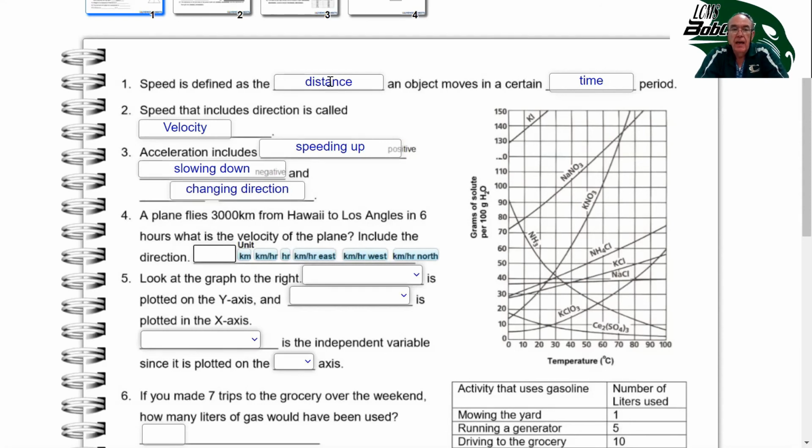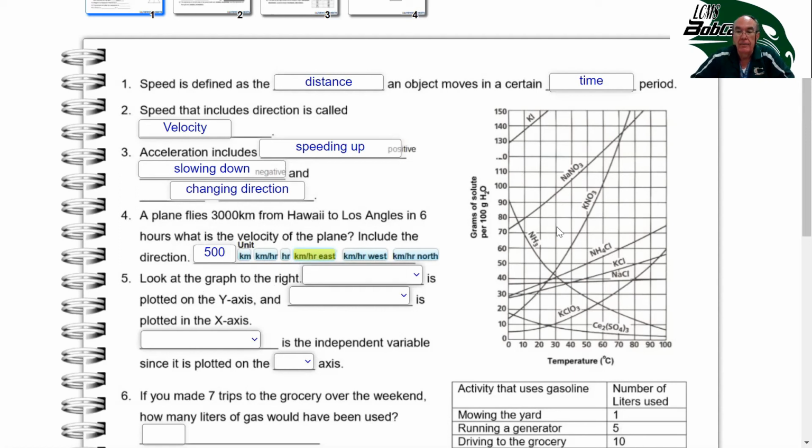Okay, it says a plane flies 3,000 kilometers from Hawaii to Los Angeles in 6 hours. What is the velocity of the plane, including direction? Well, velocity is speed and direction. So the speed of the plane would be the distance, 3,000 kilometers, divided by the time, 6 hours. Well, 3,000 divided by 6 is 500. And the direction it would be flying would be east. It would be going from Hawaii out in the middle of the ocean towards California, which would be towards us. So it would be going from west to east. So it would be going 500 kilometers per hour east.